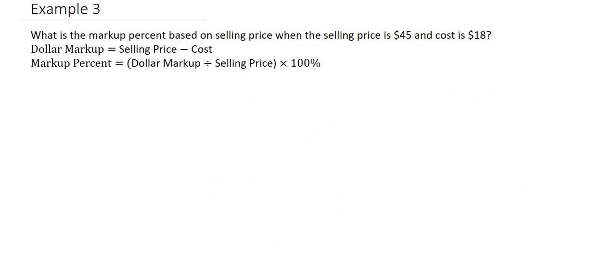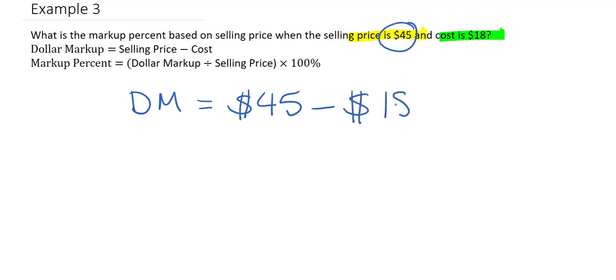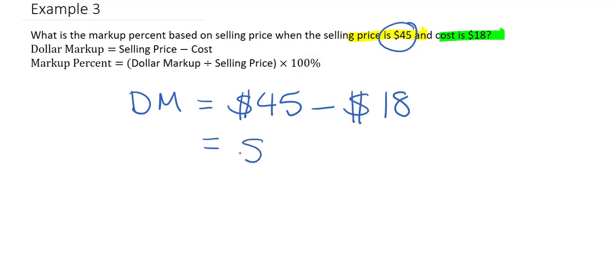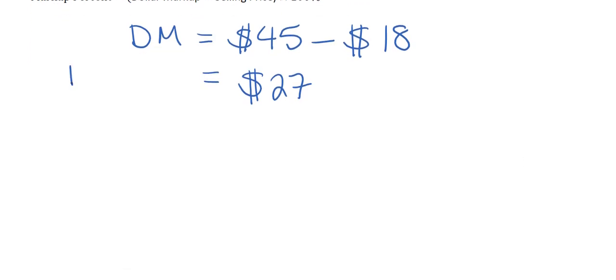Now let's look at the third example. What is the markup percent based upon the selling price when the selling price is $45 and we have a cost of $18? I'm just going to go DM, for short for dollar markup, is equal to the selling price, which is $45 minus the $18. Well, we can get our calculators out. $27, and that's our dollar markup.